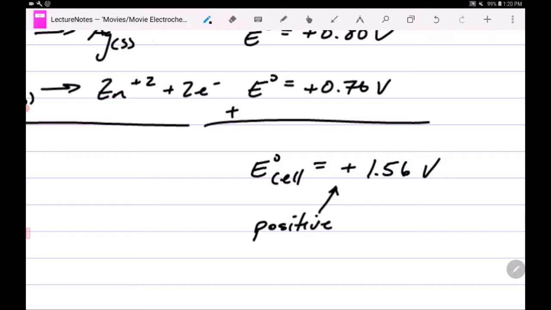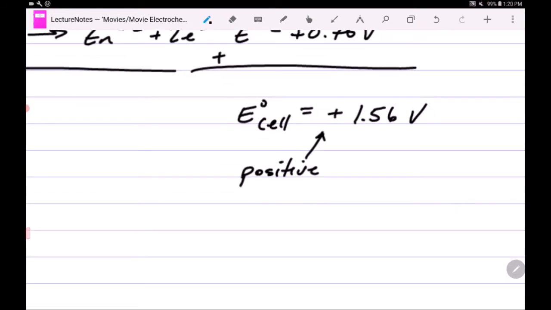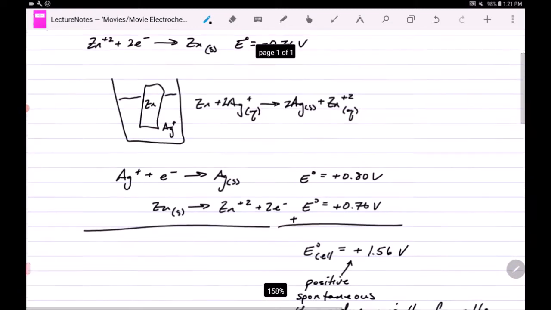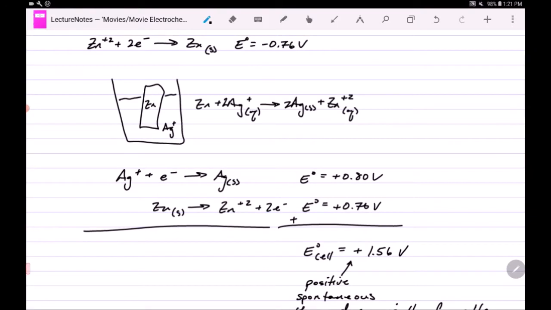A positive cell potential means that the reaction is spontaneous, or if you're taking the AP chemistry test, thermodynamically favorable. If the cell potential is positive, the process will be spontaneous, and that's thermodynamically favorable. Great, but you won't be able to get any useful work out of this.